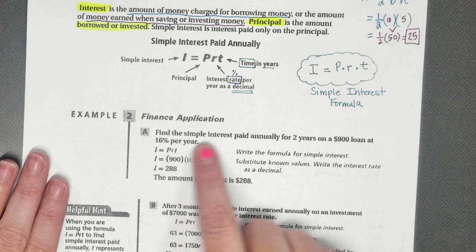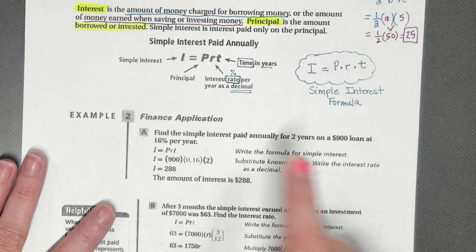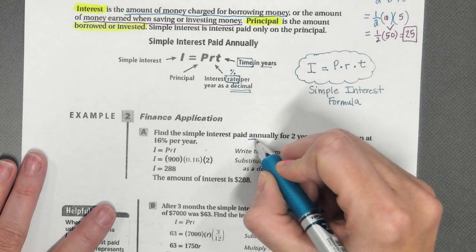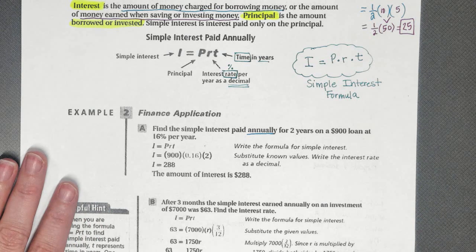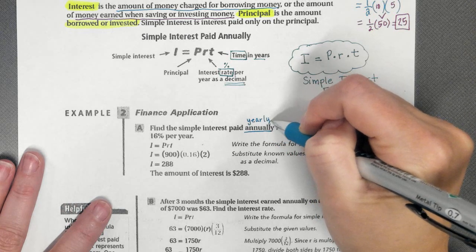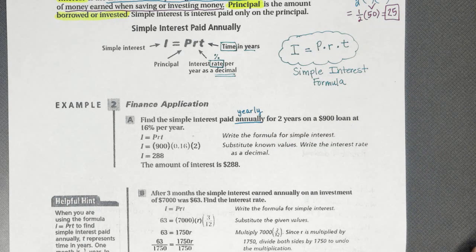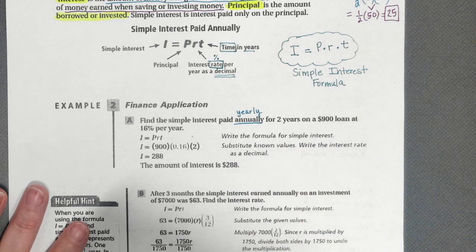All right, so this one said find the simple interest paid annually. Do you guys know what annually means? Annual. Yeah, but it's not the month. Annually is year. Yeah, good. So this just means yearly. Some people will say we have an annual family reunion or an annual 4th of July party. So find the simple interest paid. If it says annually, that means yearly.